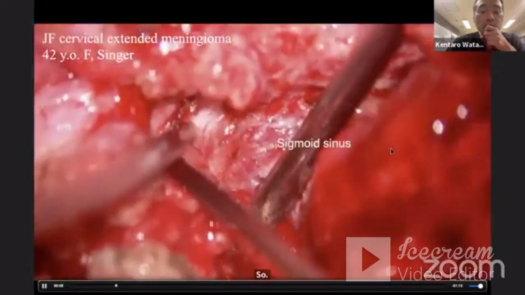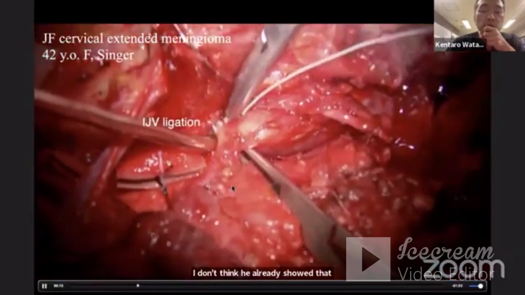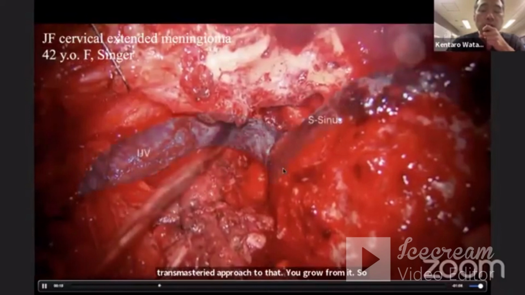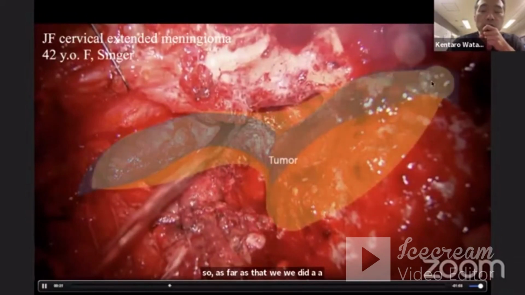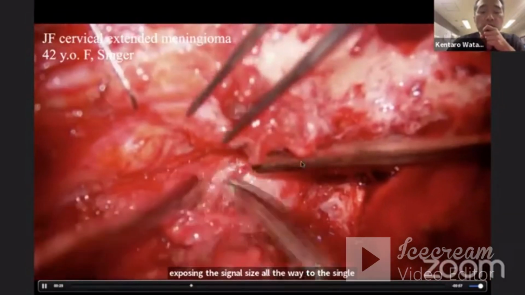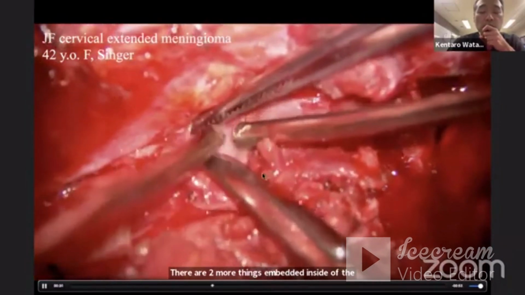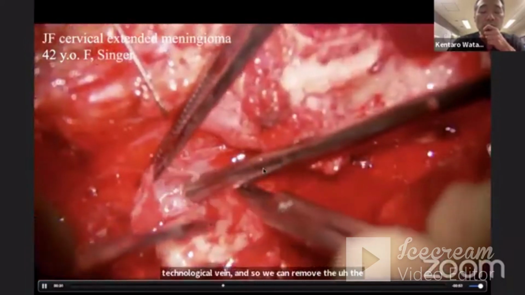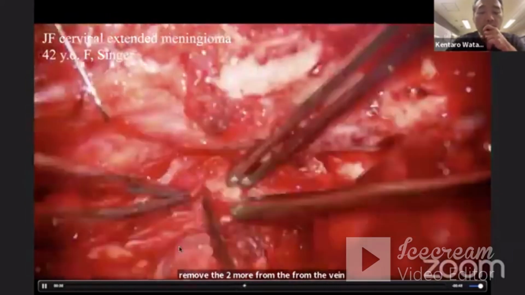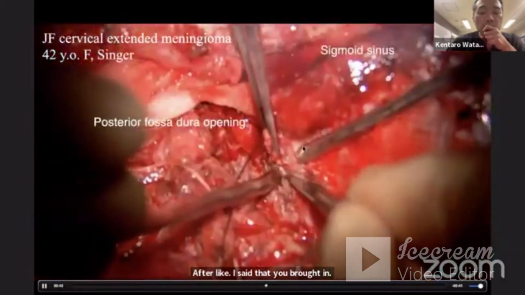Paolo already showed the transmastoid approach to the jugular foramen. So first we did a mastoidectomy, and then exposed the sigmoid sinus all the way to the jugular bulb and internal jugular vein. The tumor is embedded inside the internal jugular vein, so we can remove the tumor from the jugular vein after ligation of the jugular vein, and then still remove the tumors from the jugular vein.